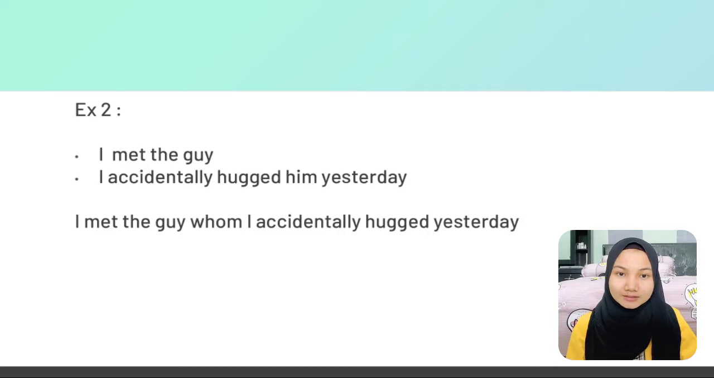If we combine those two sentences, the sentence becomes like this: "I met the guy," and we choose again what conjunction we must use. Oh, the guy is a person, so the conjunction that we must use is whom. "I met the guy whom I accidentally hugged yesterday."